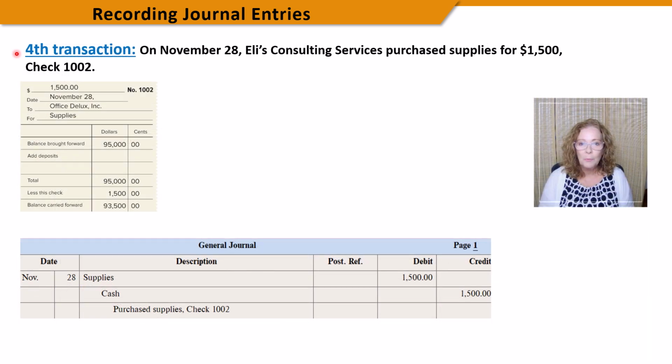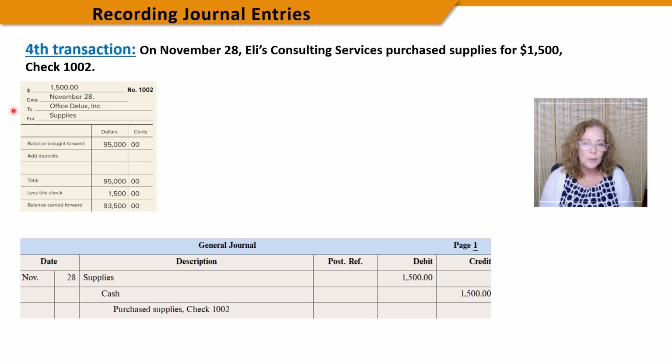For transaction number 4, on November 28th, Eli's Consulting Services purchased supplies for $1,500, check 1002. Again, this is not proper documentation. We don't have an invoice. In fact, we don't even know if supplies were purchased. We also don't have a copy of the check. This would not pass an audit, and I would be concerned if a business owner provided this as a receipt.